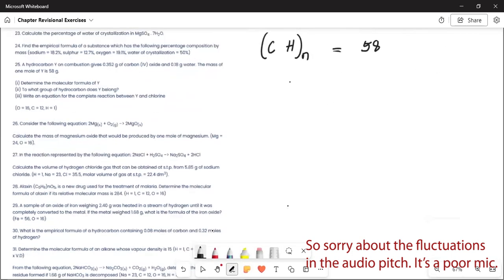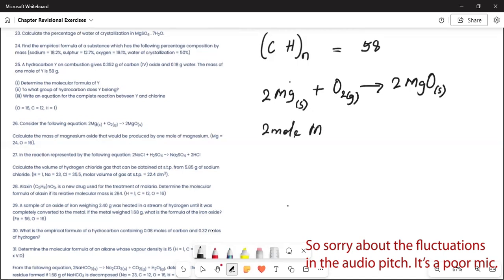Question 26. Consider the following equation: 2Mg, rather magnesium, plus oxygen giving us magnesium oxide. Calculate the mass of magnesium oxide that will be produced by 1 mole of magnesium. Okay, in this equation, it is 2 moles of magnesium that give us 2 moles of magnesium oxide. Now, the question is asking us to calculate the mass of magnesium oxide that will be produced by 1 mole. So if 2 moles of magnesium give, first of all, we need to get the molar mass or the mass of this 2 moles of magnesium oxide.